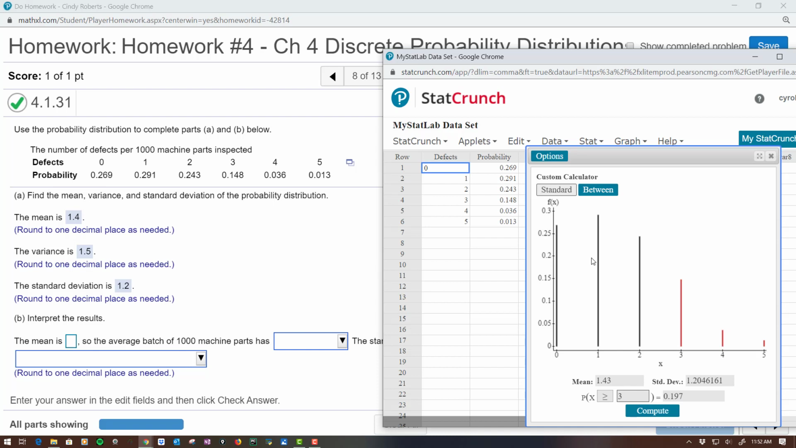but this is just a very quick way to find discrete probability distributions, mean and standard deviation, and then of course directly you can get the variance.